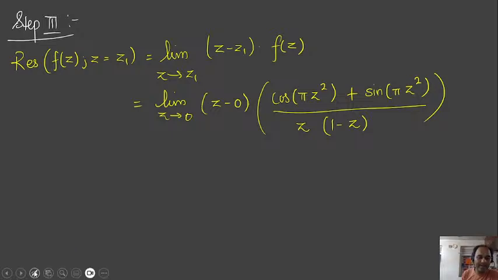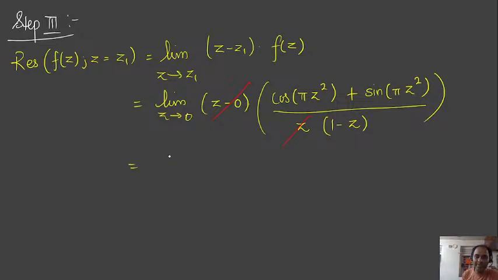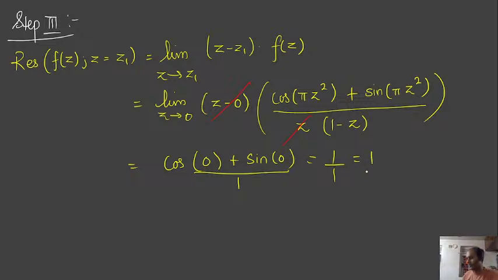Now you can clearly see that this is going to get cancelled. Right, now you substitute the value for z equals to 0, so what you get is cos 0 plus sine 0 over 1. So cos 0 plus sine 0 is 1. 1 over 1, answer is 1. So first residue is 1. This is again a very simple thing. Okay, I hope you got this.